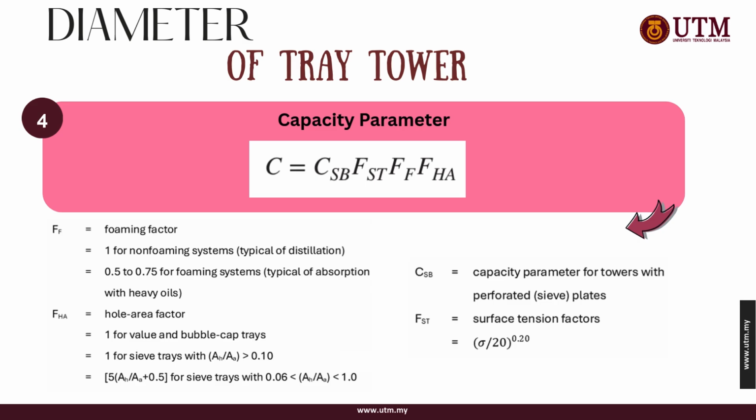Let me explain each component, where Fs is the foaming factor. For non-foaming systems like distillation, Fs equals 1, and for foaming systems like absorption with heavy oil, it is in the range of 0.5 to 0.75. FHA stands for the hole area factor, where the value for bubble cap and valve trays is 1, and also 1 for sieve trays with a ratio of hole area to tower cross-sectional area more than 0.10. FST is the surface tension correction factor, which can be calculated using the following formulas. Once all these factors are calculated, they are used to get the value of the capacity factor C.